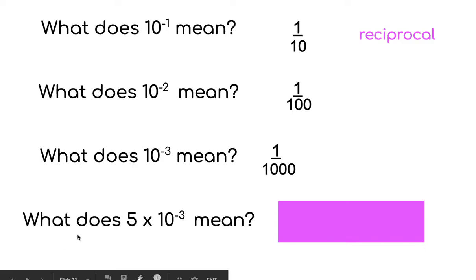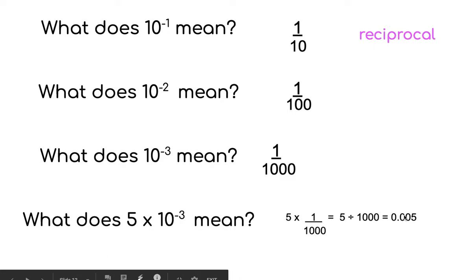So apply those skills. What does 5 multiplied by 10 to the power of negative 3 mean? Well, it would mean 5 multiplied by 1 over 1,000, or you could say 5 divided by 1,000, which would give you 0.005. So here are 2 different ways to think about the calculation, and then here's the final answer in decimal form.